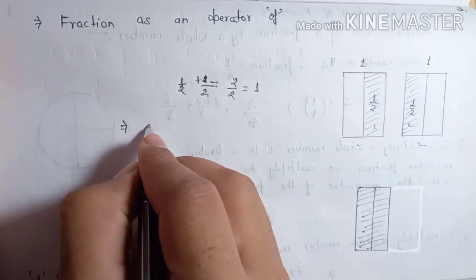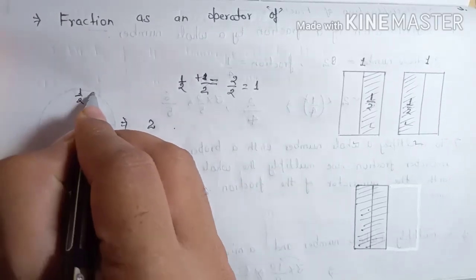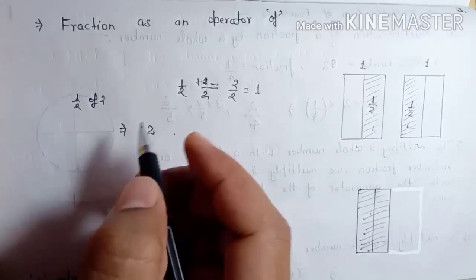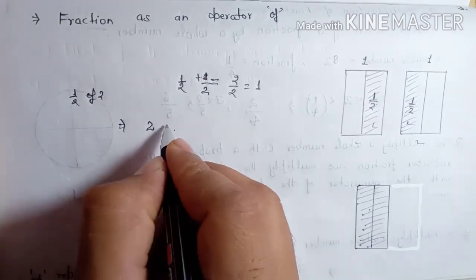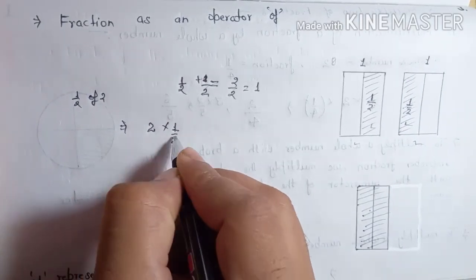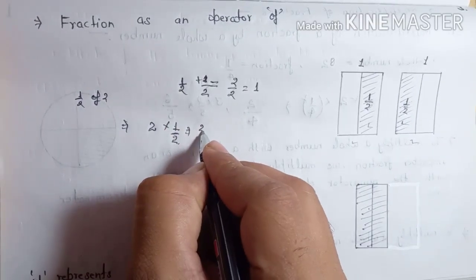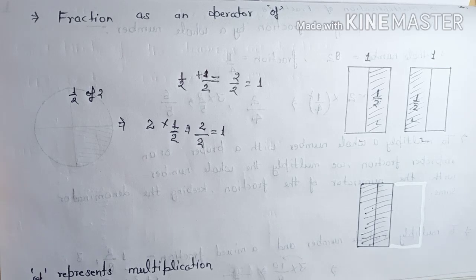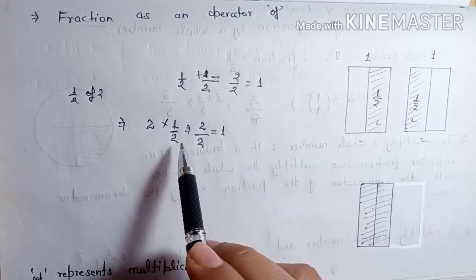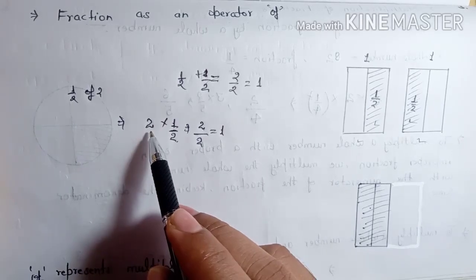If you are given a question, 1/2 of 2, what does this mean? This means half of 2. And how will you get that? In this condition, you multiply by this 1/2, so 2 times 1 over 2, you write here 2 upon 2, and this becomes 1. Now you can see, if you get half of these two rectangles, you get 1, and when you multiply 1/2 by the whole number 2, you get again 1.